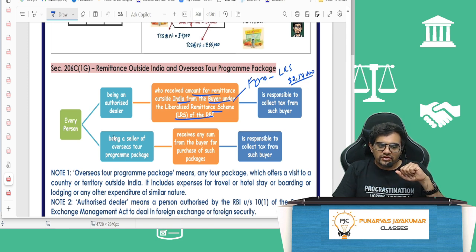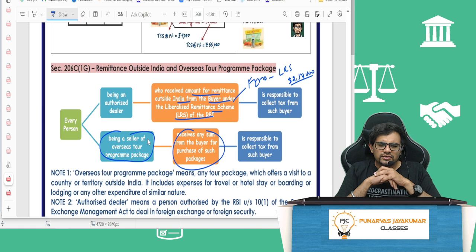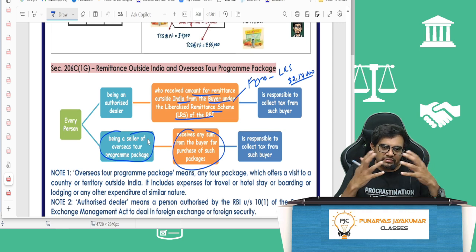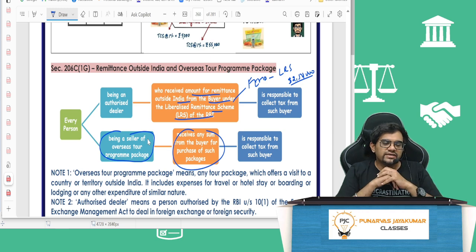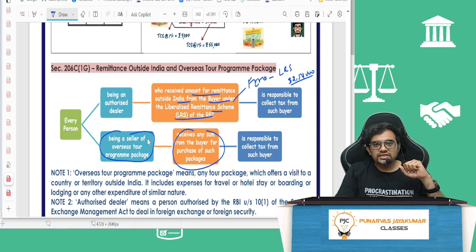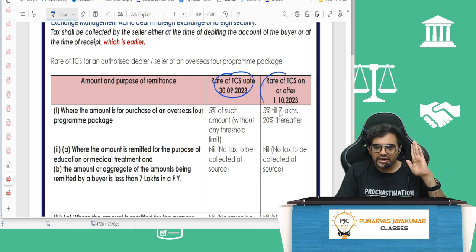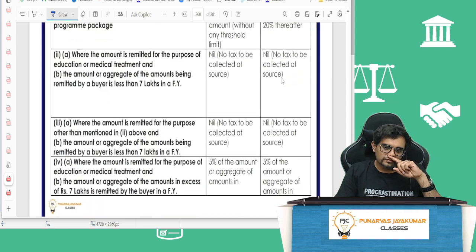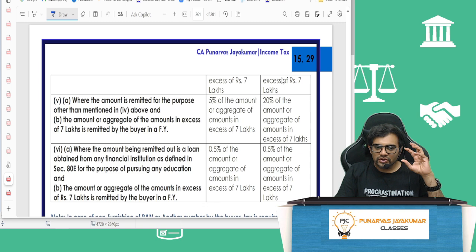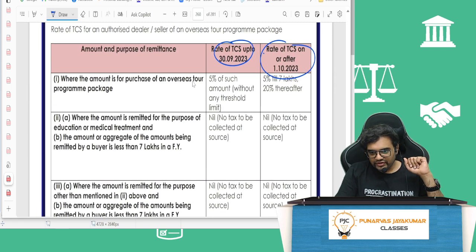One more is, if you are a seller of an overseas tour program, for example Chariot World Tours or Kesari Travels, all these people, if they are collecting money, they have to collect TCS. The percentage depended on two things this year, especially 23-24, split between before and after a date. That rate got changed, to be honest, only for other items. For everything else it's the same. 5%, 5%.